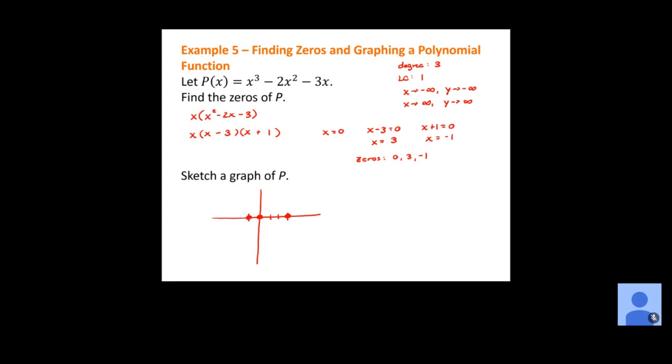End behavior is just like the last one. So to the left, we're going down. To the right, we're going up. And then we just need to connect and make sure we pass through each of our x-intercepts. Go up like this, come down like this, and then go up and connect to that end behavior there.